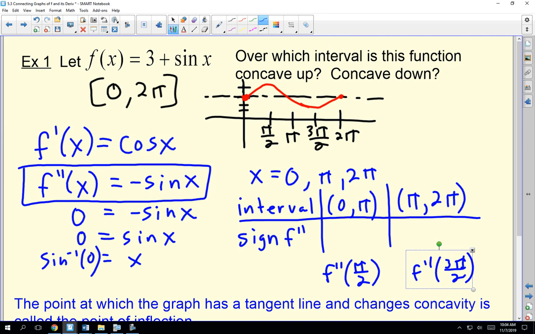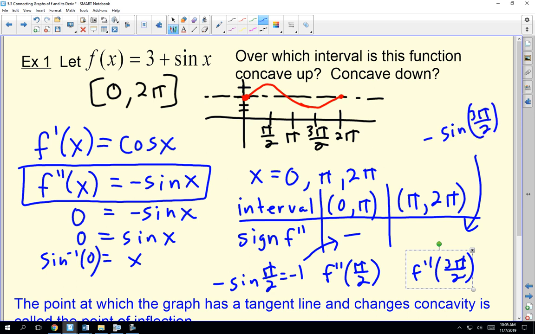What is f double prime of pi over 2? Negative 1. Sine of pi over 2 is 1. I got the negative out here. So this is negative. I'm plugging it in right here. It looks like this. It'd be negative sine pi over 2 equals negative 1. And that gives me that negative sign. And then right here, I've got negative sine of 3 pi over 2, which is negative negative 1, or positive 1. So that's positive.